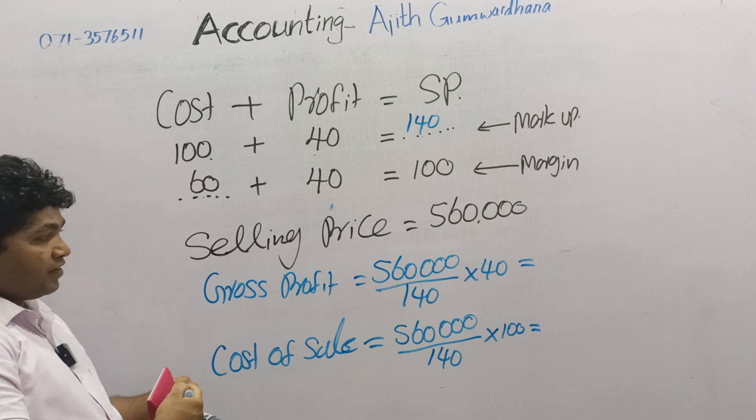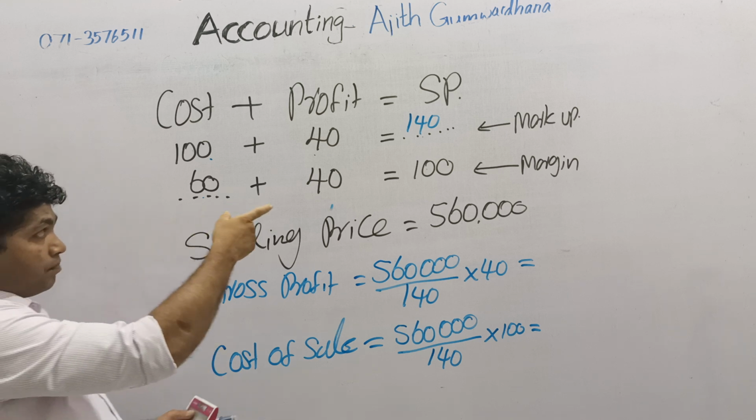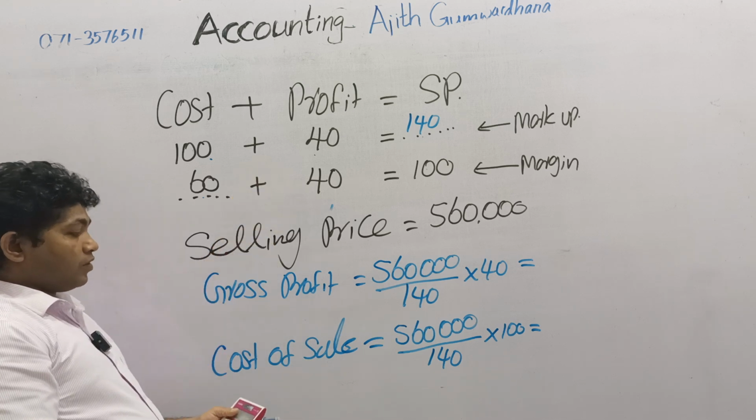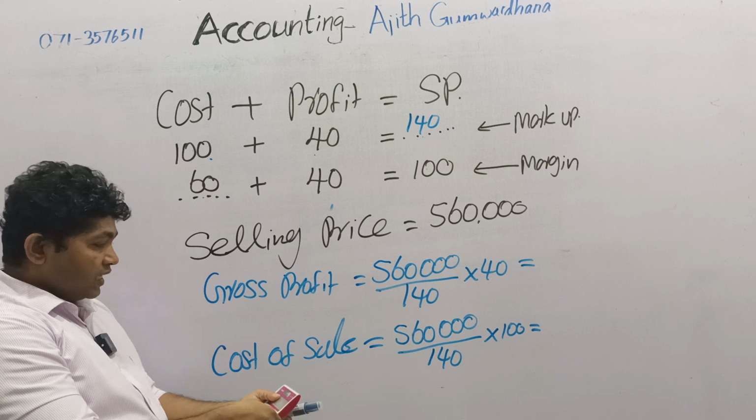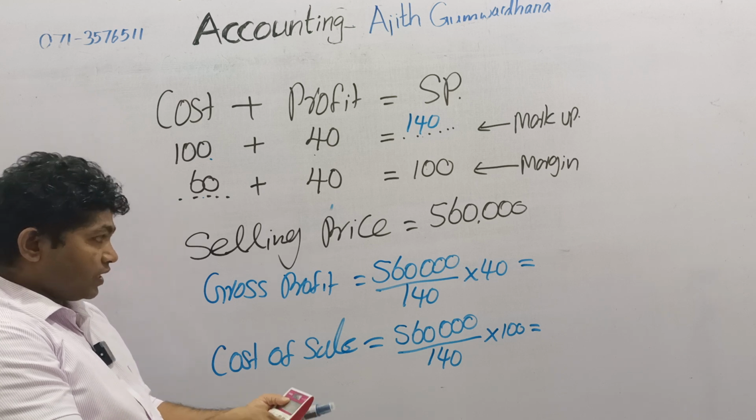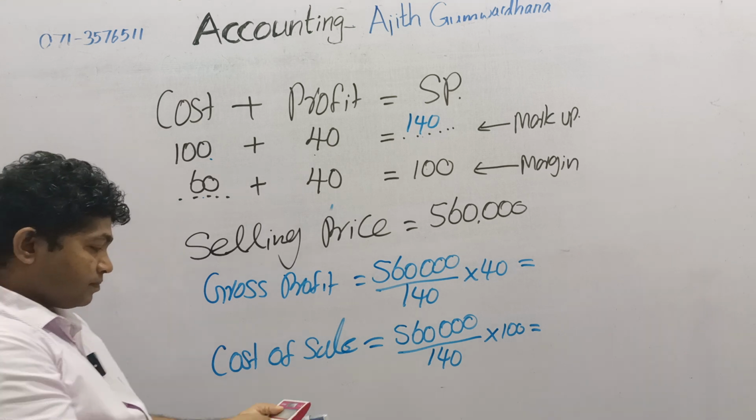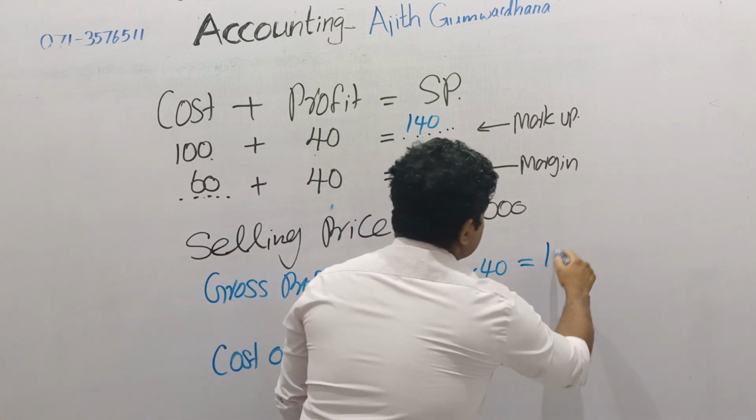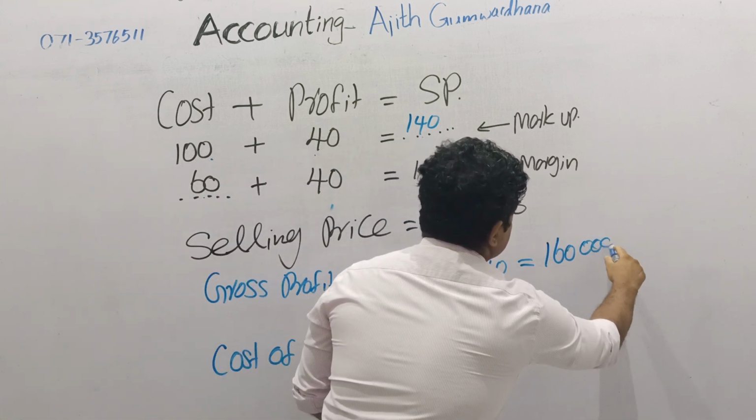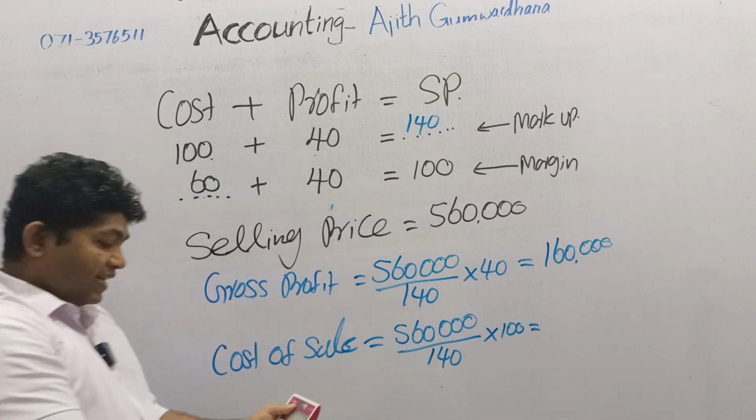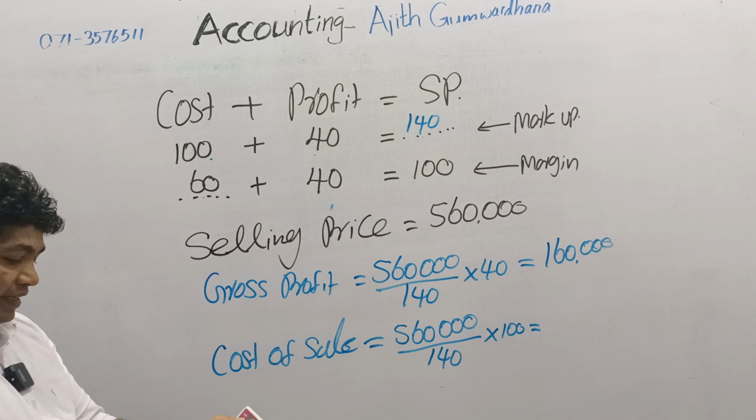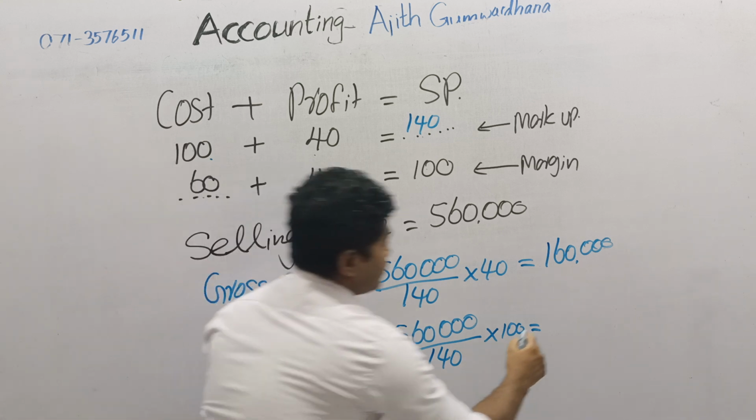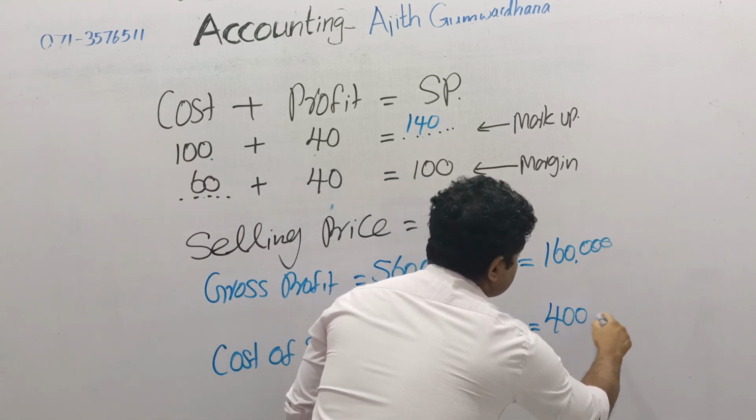Think how to apply profit markup. Given the selling price, the cost value, which is called cost of sales, and gross profit can be calculated. Then 560,000 divided by 140 into 40, gross profit equals 160,000. And 560,000 divided by 140 into 100 gives the cost value, which is called cost of sales.